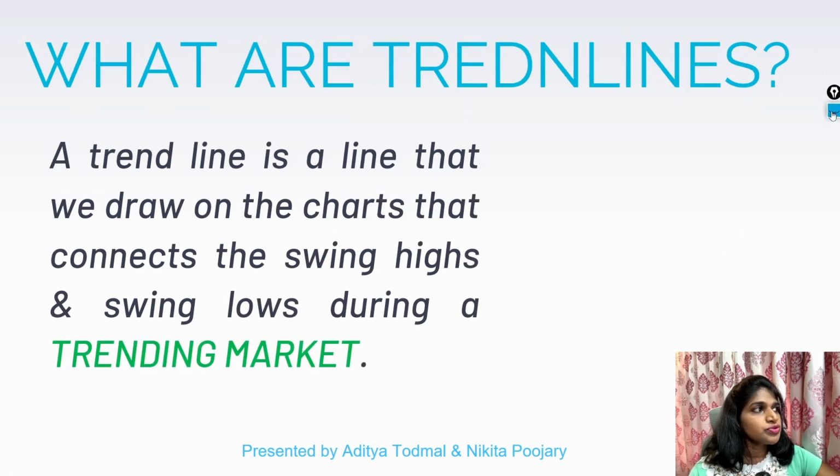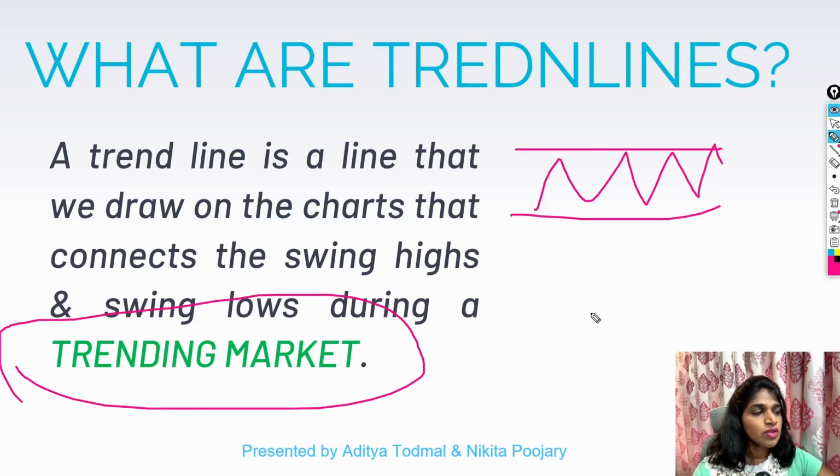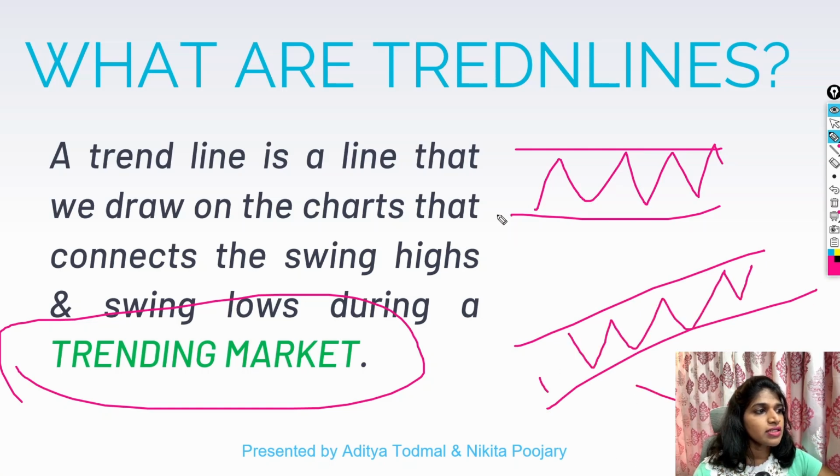Okay. Trend lines. What are trend lines? It's basically a line that we draw on the charts that connects the swing highs and the swing lows during a trending market. It basically tells you whether the market is in a sideways zone, or whether the market is in an uptrend zone, or whether the market is in a downtrend zone.